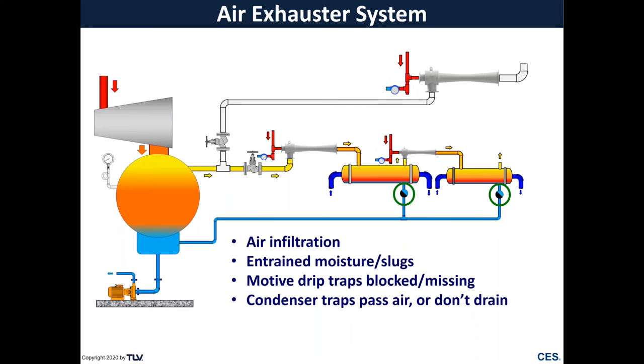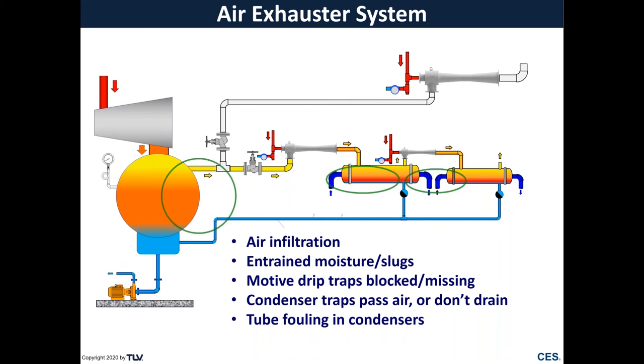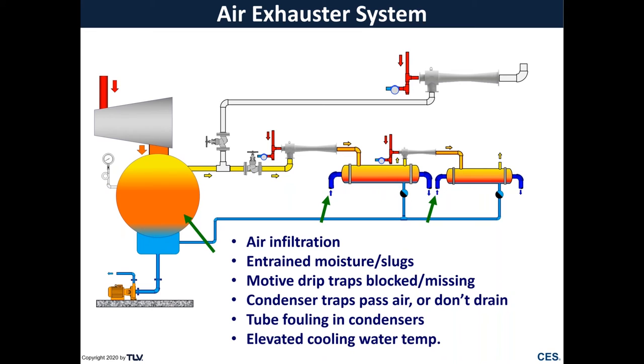How about the drain traps on the inner and after condenser? Are they operating as they should? We also have to be aware that fouling of condenser tubes can occur over time due to minerals in the circulated cooling water. And speaking of cooling water, is it cool enough to condense the steam at the required rate, particularly in the hot summer months?